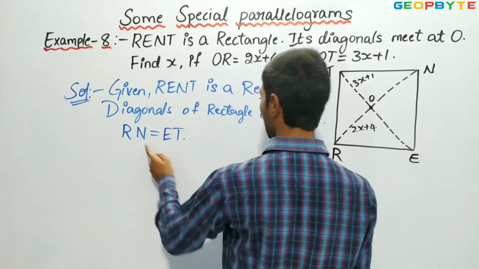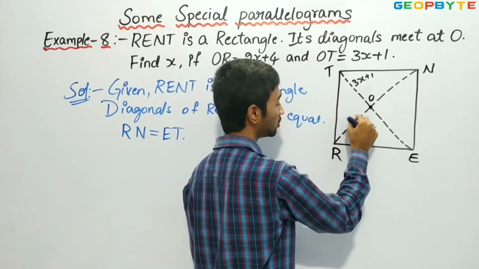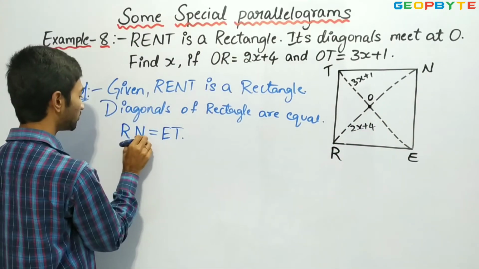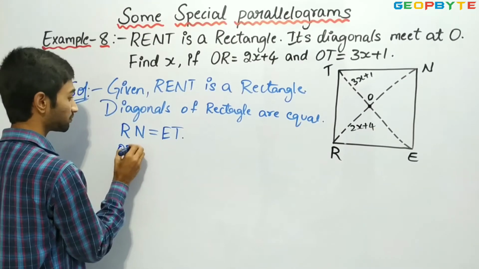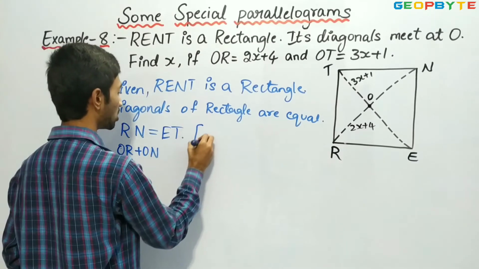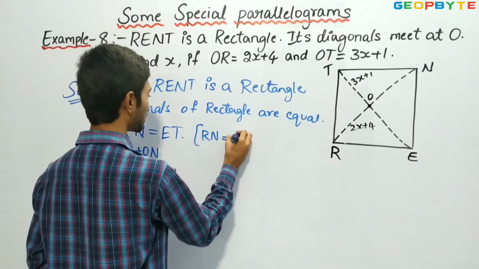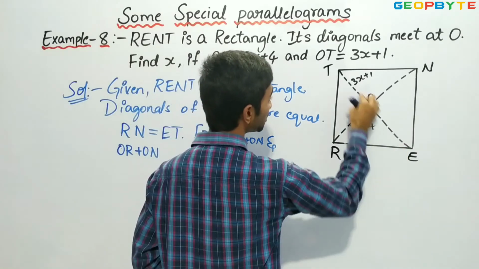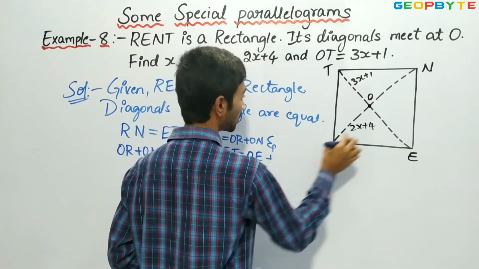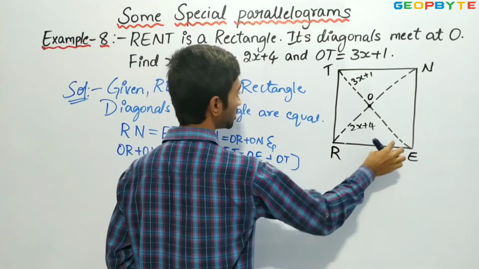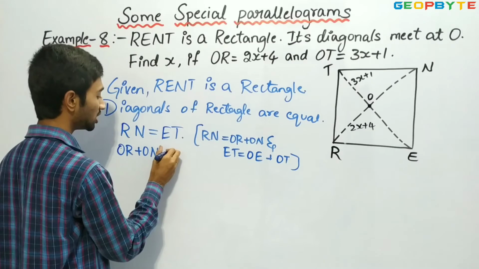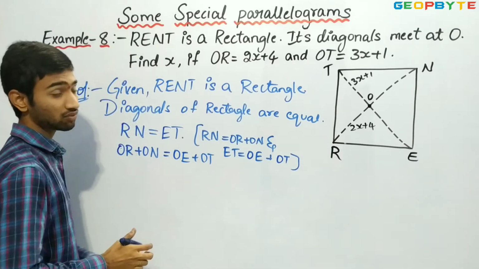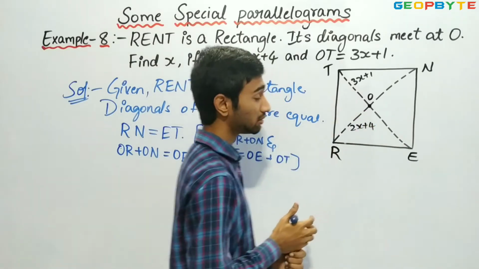So from the figure we can say that RN is equal to RO plus ON. Yes, we can write OR plus ON is equal to RN. So in the place of RN we will write OR plus ON because here RN is equal to OR plus ON. And also ET is equal to OE plus OT. So in the place of ET we will write OE plus OT.